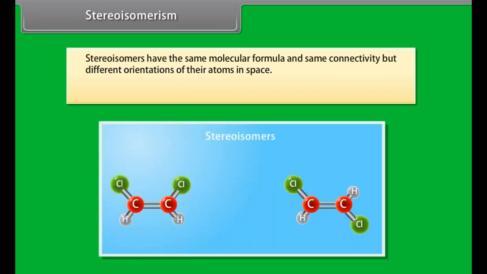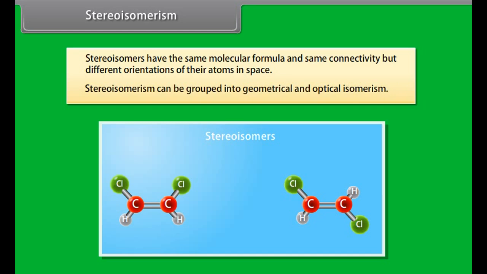Stereoisomerism. Stereoisomers have the same molecular formula and same connectivity, but different orientations of their atoms in space. Stereoisomerism can be grouped into geometrical and optical isomerism. Fundamental concepts in organic reaction mechanism.